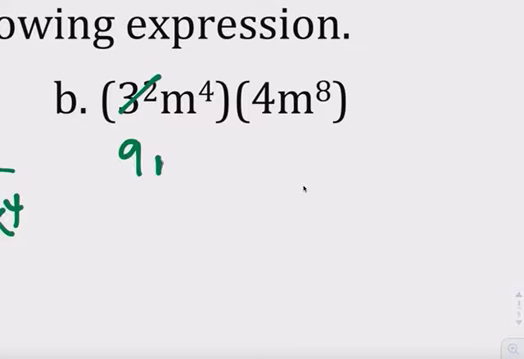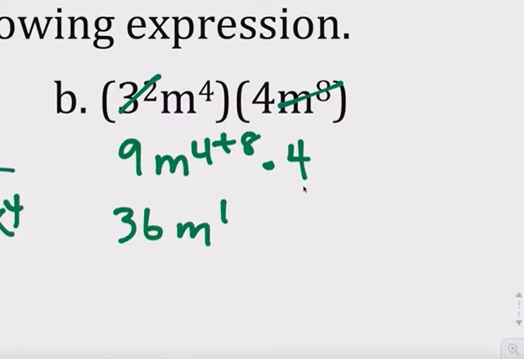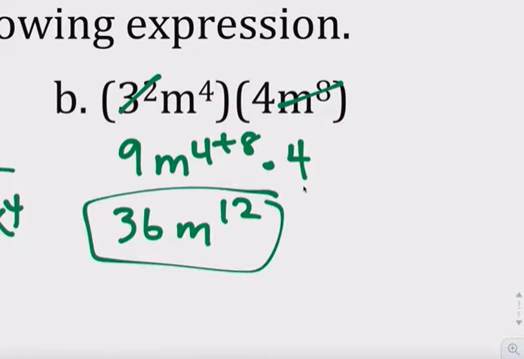This gets you 9m to the 4th. Okay, you add another m, that means you add the exponents and multiply 9 and 4, so you get 36m to the 12th. 9 times 4 is 36.